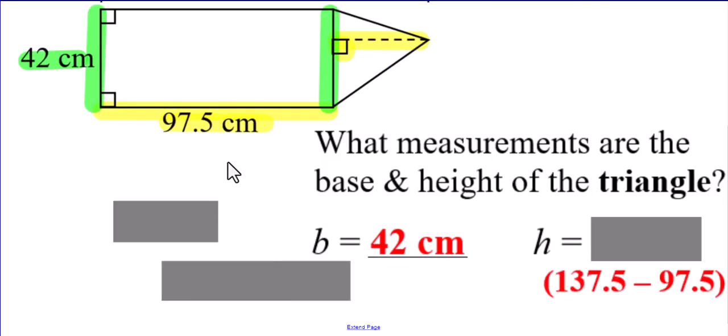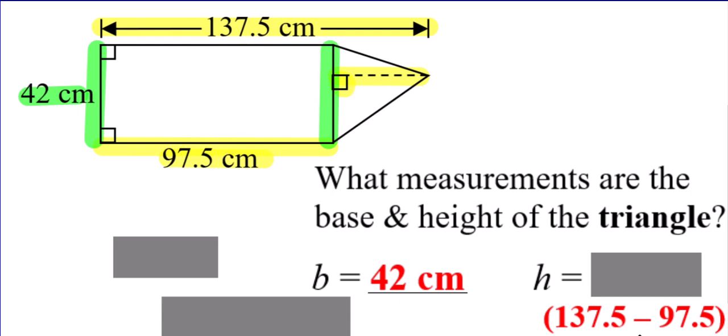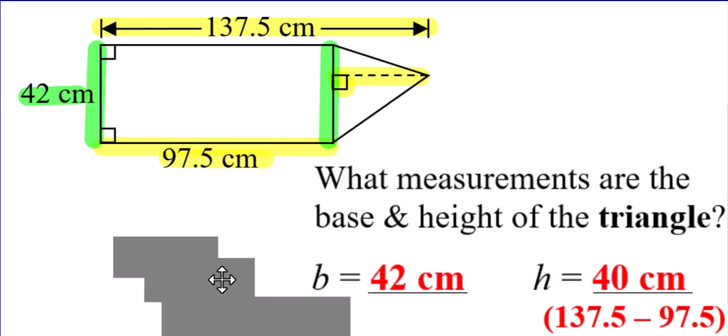We are taking the 137.5, subtracting away the 97.5. Go ahead and write that down underneath the answer blank. Use your calculator if you need to, although this one's kind of nice. You see how they both end with 7.5s? So boom, that's going to give me 40 centimeters for the height.